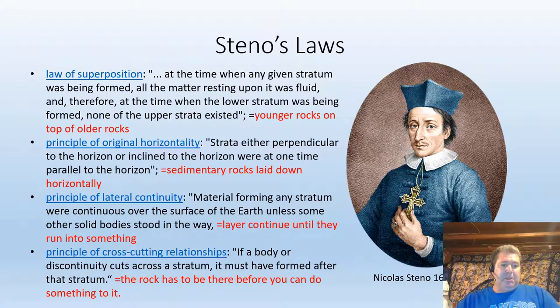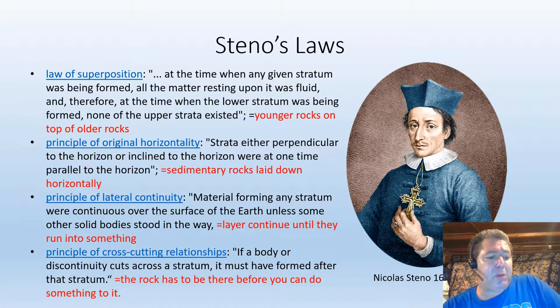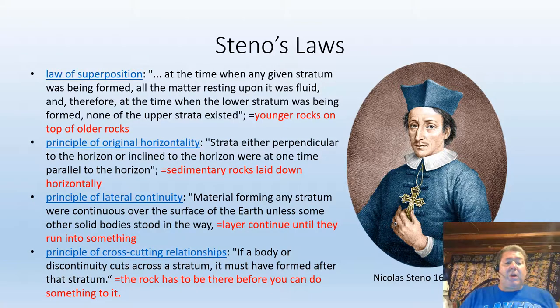And then the principle of cross-cutting relationships. If a body or a discontinuity cuts across a stratum, it must have been formed after that stratum. Basically, it's saying the rock has to be there before you can do something to it. So you can't break the rock until the rock is already there, right? You can't insert a volcanic intrusion into something that's not there, right?